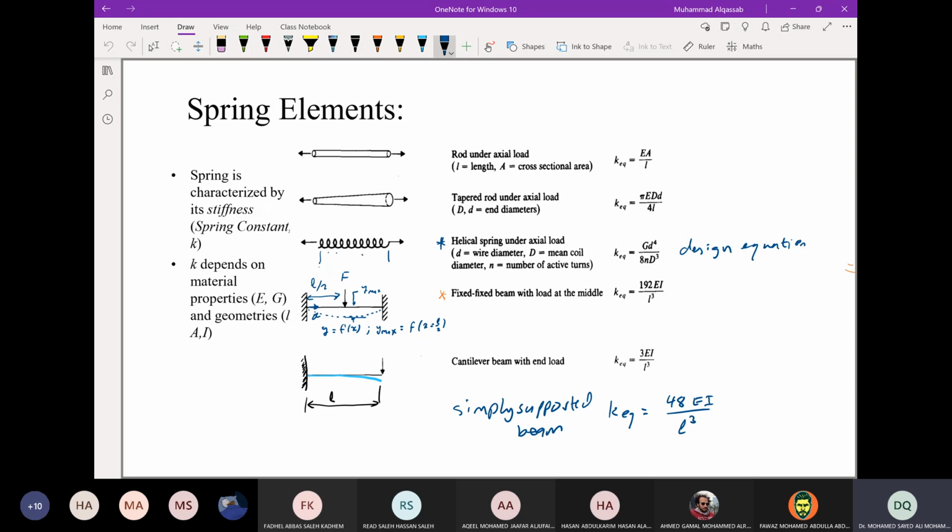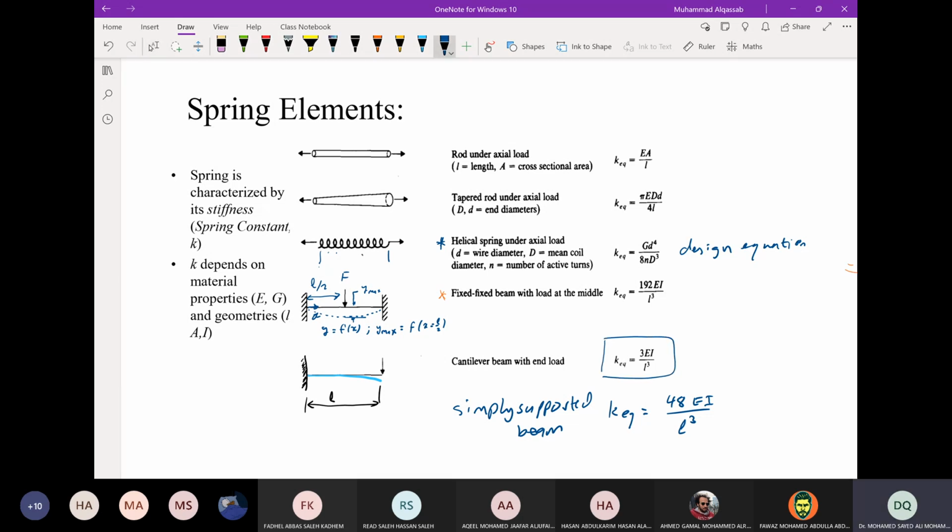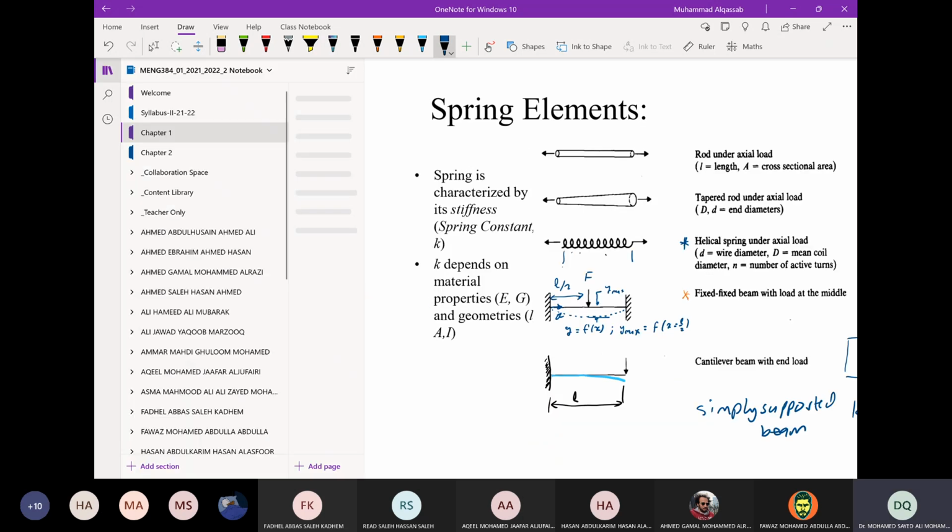Okay, and cantilever beam was one of them. So we get four members, and this is an actual system. So what you can do is model the structure as a helical spring. So you get K equal to 3EI over L cubed for a cantilever beam.